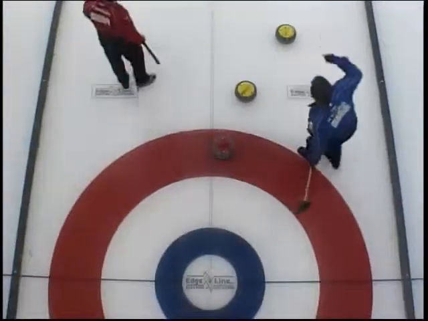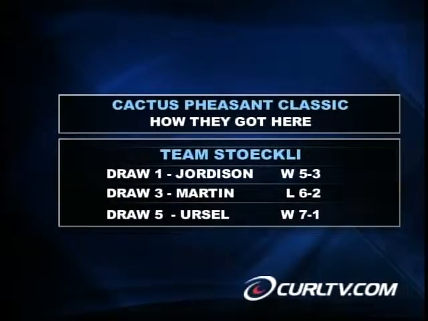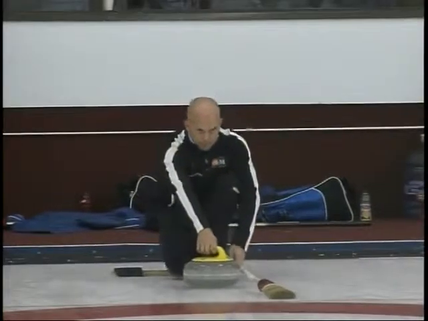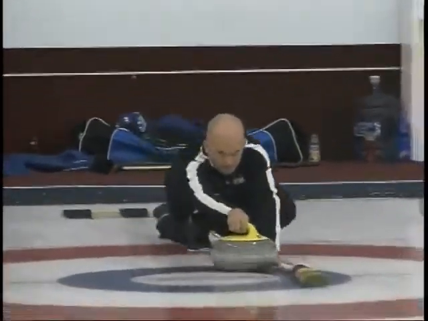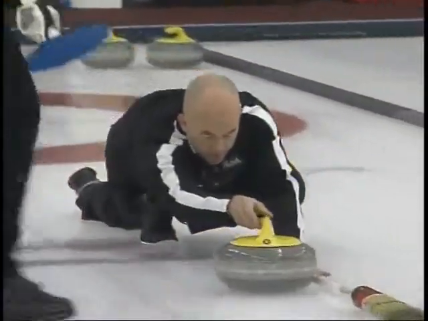Well, okay, makes a little roll under as it sits one. Here's a look at how Team Stockli got to this point. A win over Joel Jordison 5-3 their first game. They lose to Kevin Martin, who qualifies out of the A event 6-2. And a lopsided win earlier today against Bob Ursel 7-1. So that's how Team Stockli gets to this B semi. Winner gets Jason Gunlickson in the B qualifier in draw 8 tonight.